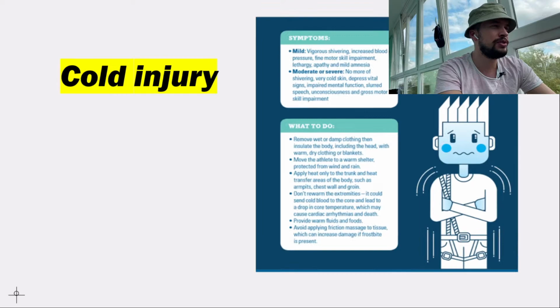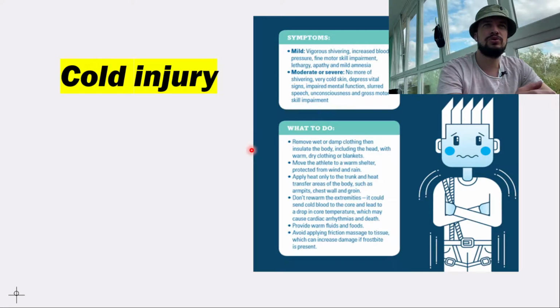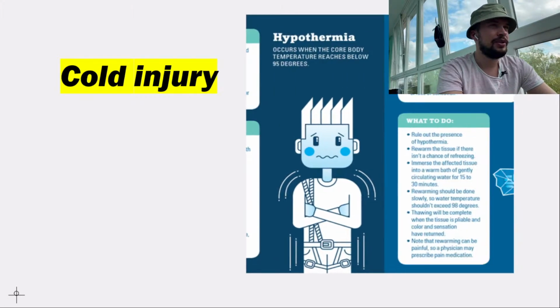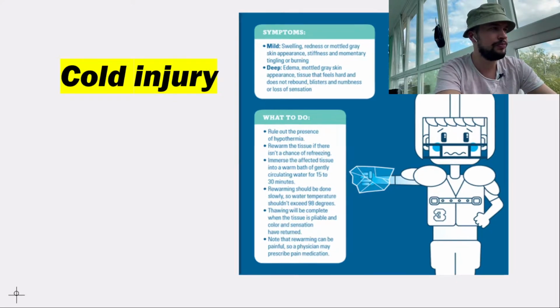The first picture is hypothermia, and you see symptoms: mild symptoms, moderate or severe symptoms, and what to do. I won't read that; you can read it yourself. Okay, the next picture is about frostbite, and after that we will talk about what frostbite is. Now you just need to see something interesting in this picture.